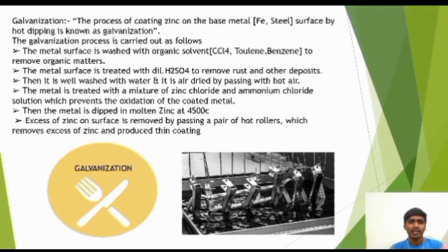Then it is washed well with water and air dried by passing hot air. The metal is treated with a solution of a mixture of zinc chloride and ammonium chloride, which prevents oxidation of the coated metal. Then the metal is dipped in molten zinc at 450 degrees Celsius. The excess zinc on the surface is removed by passing through a pair of hot rollers, which removes the excess zinc and produces a thin coating.